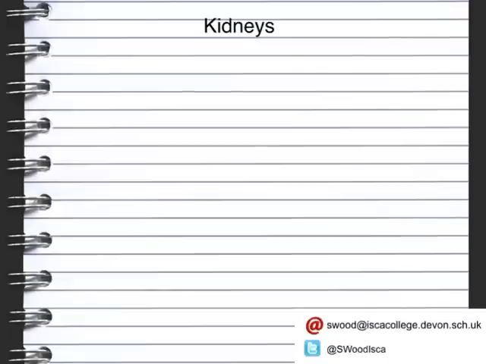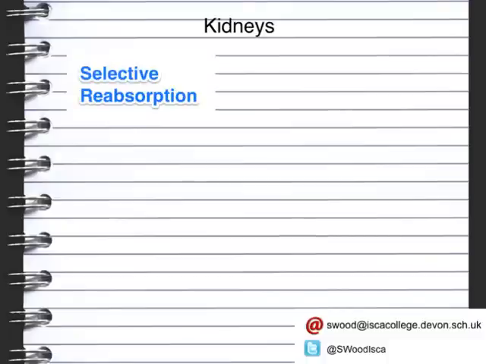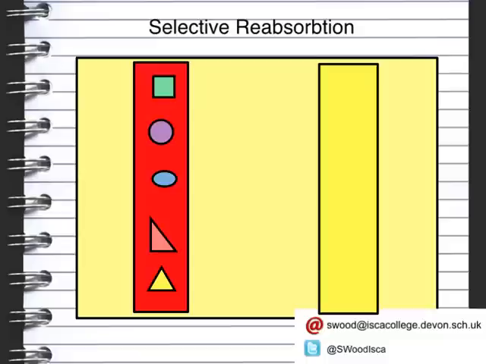The way the kidneys filter out the stuff that we don't need is by a process known as selective reabsorption. What this does is, when the blood goes into the kidneys, everything that's in the blood is moved out of the blood, and then the kidney chooses what it wants to go back in, and then everything else will go out as waste.